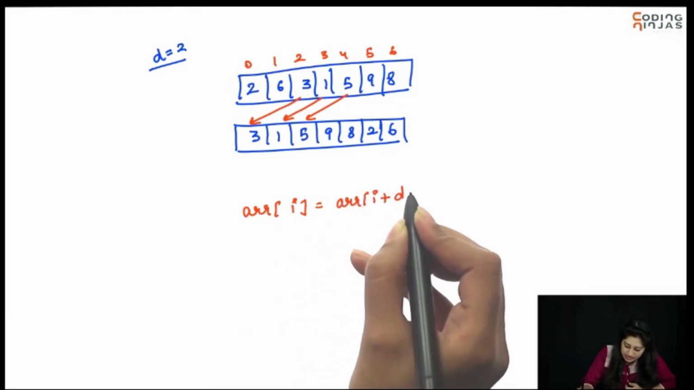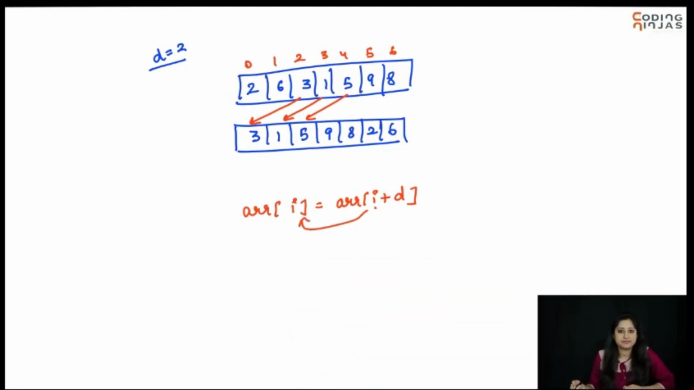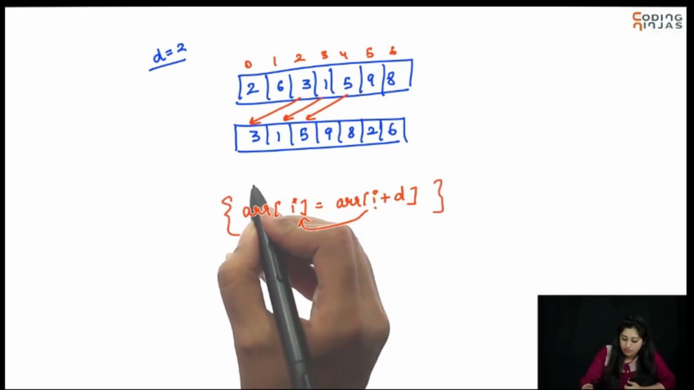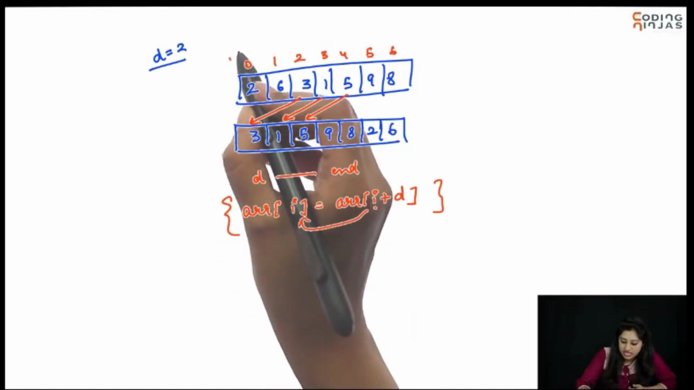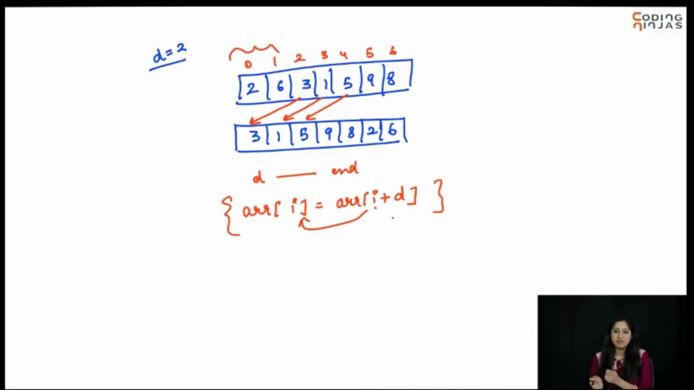The element which is currently at index i plus d will shift towards the left and come at position i, right? For all elements from position d to the end, from position 2 to 6, they will be displaced by 2 positions towards the left. What about the first d elements? If I directly place the element at index 3 at index 0, we will lose the element at index 0. So we cannot directly shift.